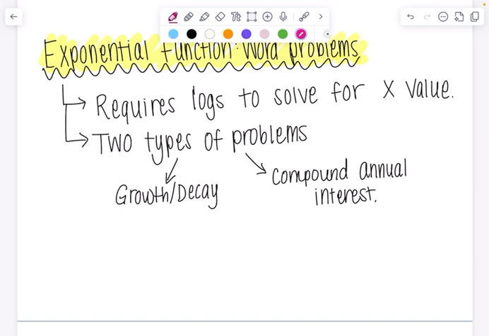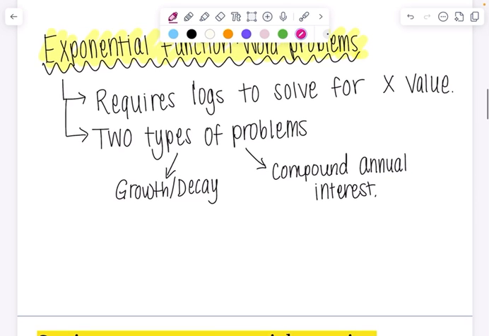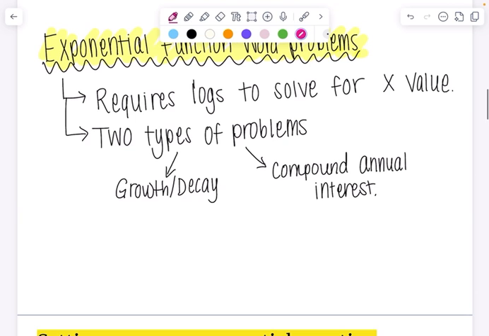There's two types of problems we're going to look at: growth and decay problems and compound annual interest problems. They're very similar, but there's one distinct difference on one of the parameters, and I'll show you in the examples below.